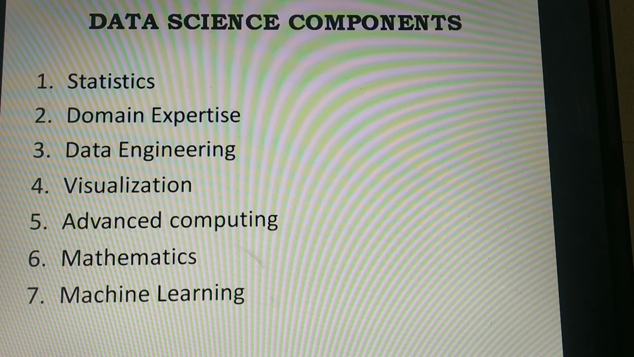Next component is mathematics. Mathematics is a critical part of data science. Mathematics involves the study of quantities, structure, space and changes. For a data scientist, knowledge of good mathematics is essential.